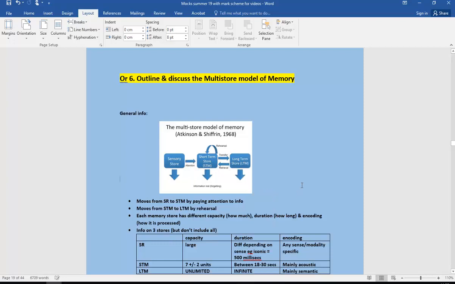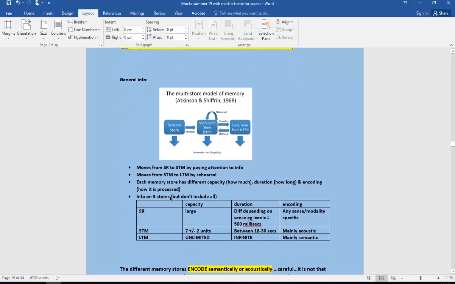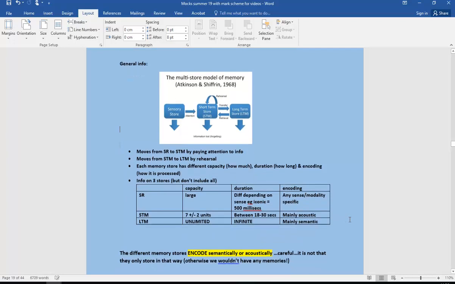Then you would refer to the different capacity, in other words how much, duration, how long, and encoding, how it's processed, for the different stores: the sensory register, the short-term and the long-term memory. You don't need all of them. I've put details on here. It's important to use the keywords like unlimited, infinite, etc. But just pick out some examples, and that would give you enough for outlining it.